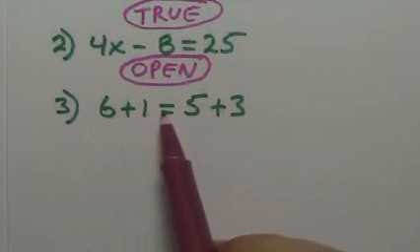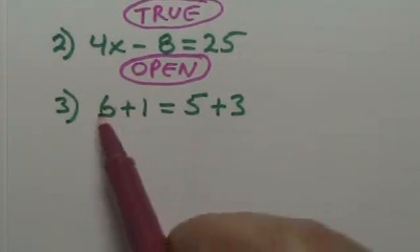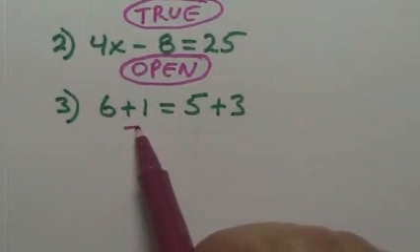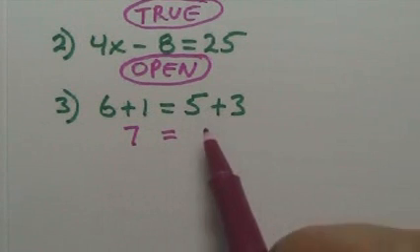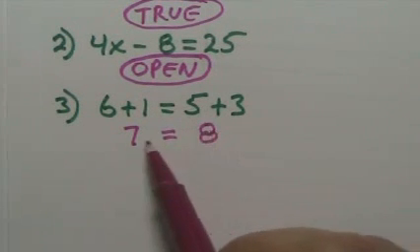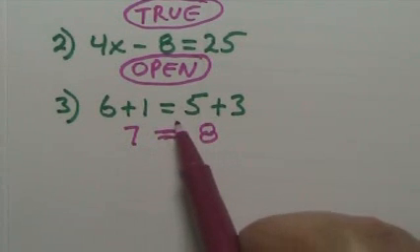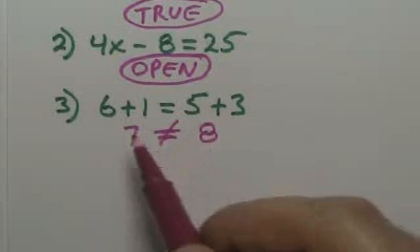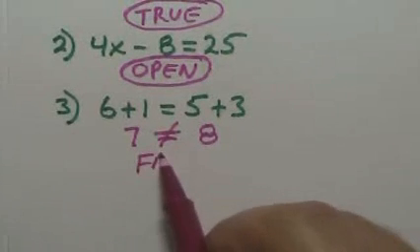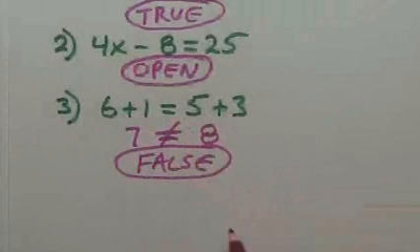Number 3, 6 plus 1 equals 5 plus 3. 6 plus 1, that's 7. 5 plus 3, that's 8. Hey, they don't equal each other. Matter of fact, this is a symbol for not equals. So if they're not the same, then it is false. This is a false equation.